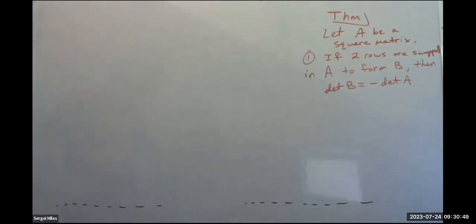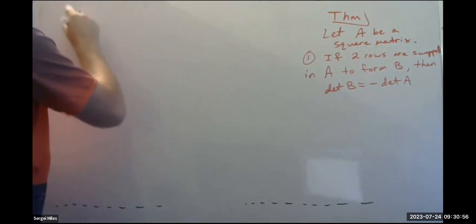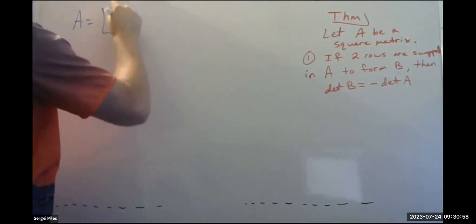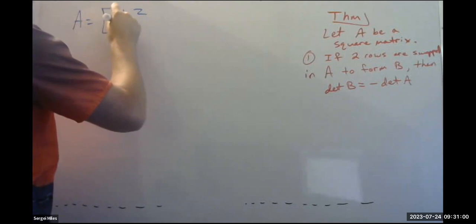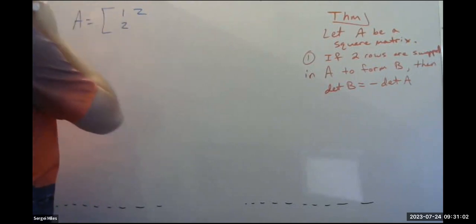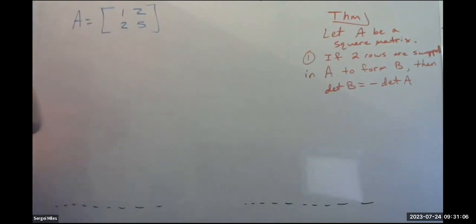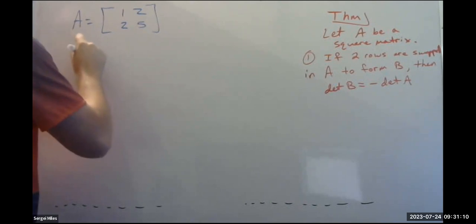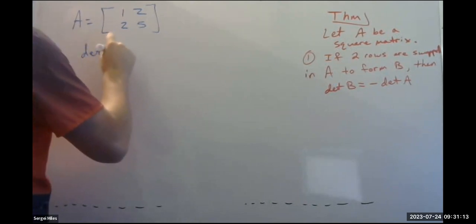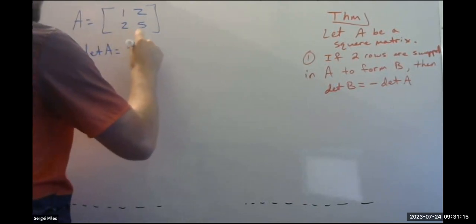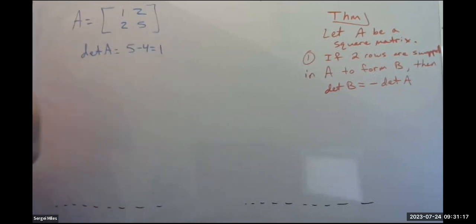All right, well, let's suppose, again, we're staying with this 2 by 2 case. Try to make it a little easy on ourselves. Let's say A is [1, 2; 2, 5], right? Now, again, this is a 2 by 2, so we already know what the determinant is. We can use our formula for a 2 by 2, and we know our answer is 5 minus 4. We get an answer of 1.